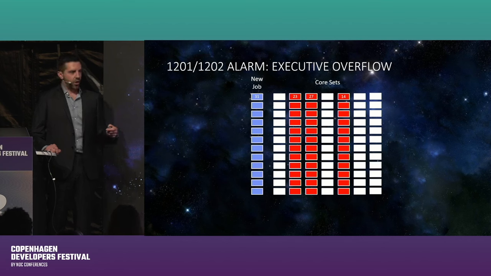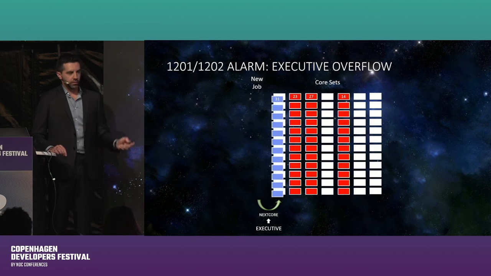There's a process that is always running in the background called the executive. And it's kind of like the main thread. It keeps everything else organized and determines when to start new jobs. And when a new job comes along, it calls a function called next core, which finds the next available core set and then loads that new job into the core set so that it can be processed.